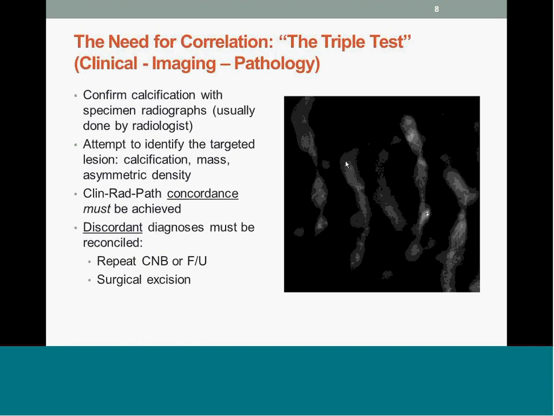There should be some attempt to ensure that the lesion is being targeted by the radiologist, or occasionally perhaps by a clinician, by core biopsy, and there's some reconciliation. In other words, if it's for calcification or for a mass or an asymmetric density, then the pathologist needs to try and ensure that there is some correlation with one of those three, or sometimes other types of lesions that are being identified.